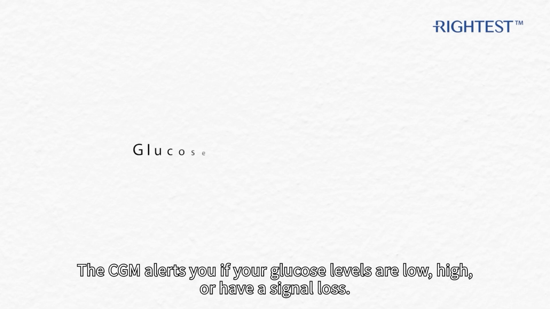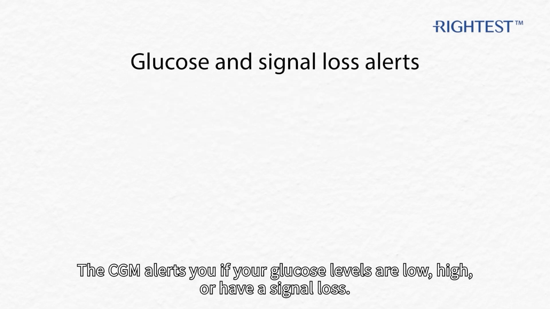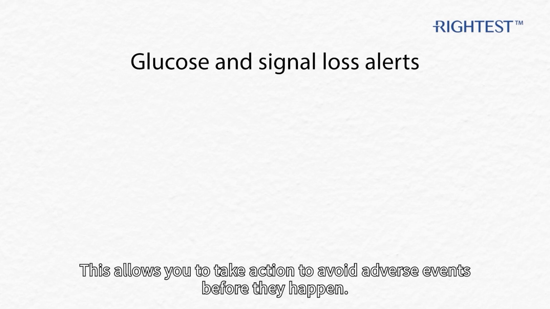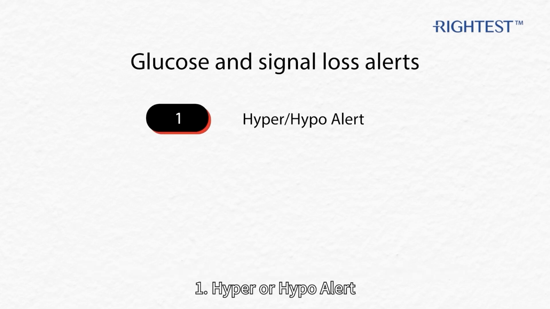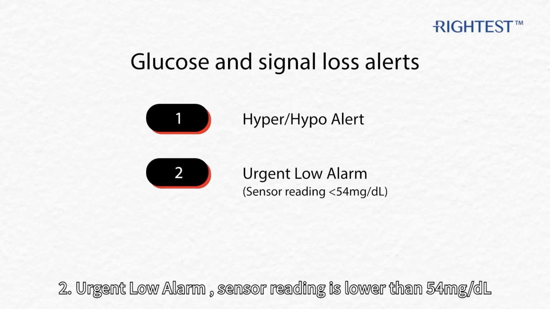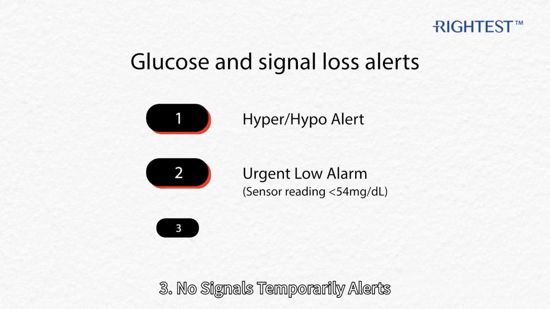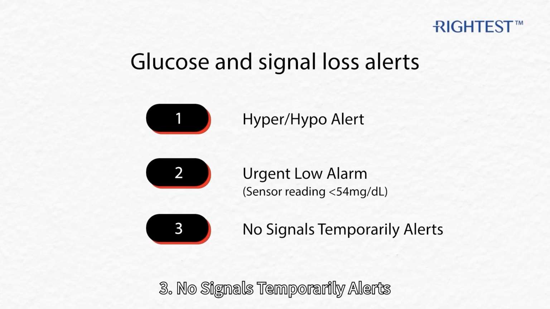The CGM alerts you if your glucose levels are low, high, or have a signal loss. This allows you to take action to avoid adverse events before they happen. 1. Hyper or hypo alert. 2. Urgent low alarm, sensor reading is lower than 54 mg per deciliter. 3. No signals temporarily alerts.